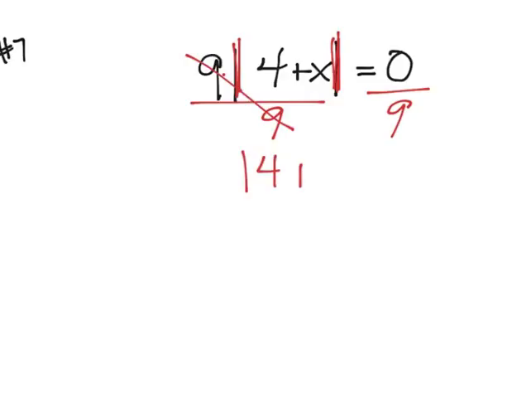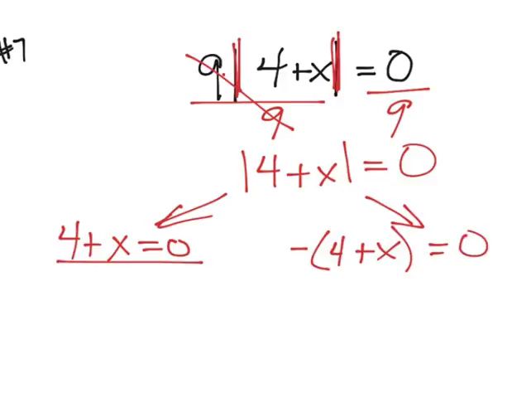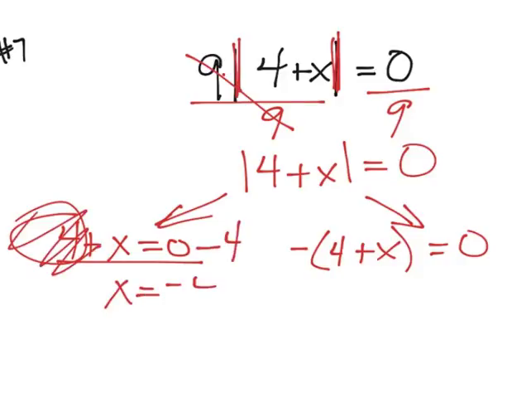So that's 4 plus x equals 0 divided by 9 is still 0. So I've got two possibilities. 4 plus x equals 0, and negative 4 plus x equals 0. So I'm going to go over here first. If that's a positive 4, that's adding 4. 4 plus x, that's a minus 4. So x is equal to negative 4.